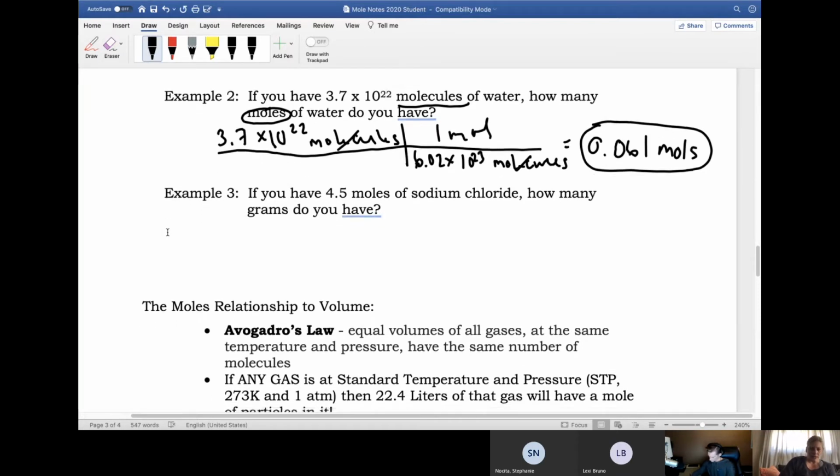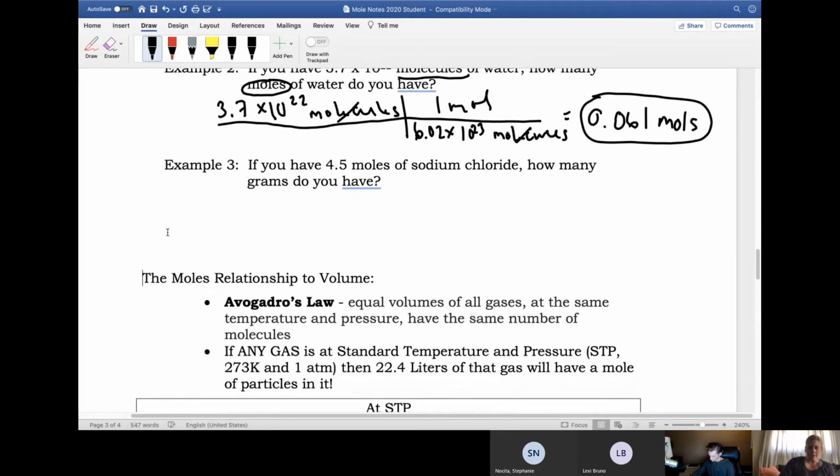Okay, so now, example 3. Now we're going to use molar mass. With this problem, they're asking you, if you have 4.5 moles of sodium chloride, which is NaCl, how many grams do you have? So I want to go from moles to grams. So this is a mole to gram problem.